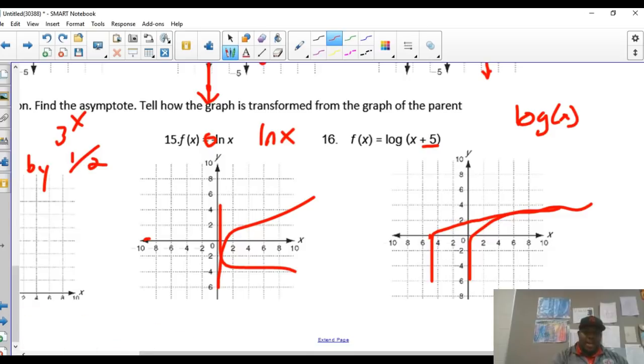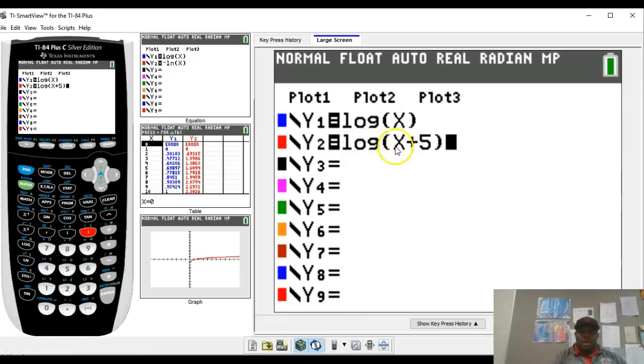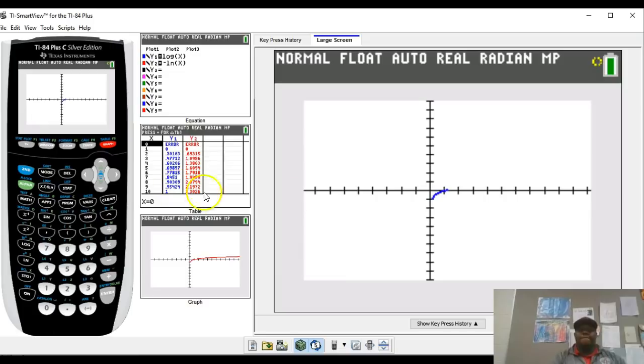So let's go to our calculator. Oh, there we go. And let's put it in. Here you see the parent function log of x. And then we have log of x plus 5. Again, that's left 5. So let's graph it and see what we get. There's the parent function. And then, boom, left 5. 1, 2, 3, 4, 5 right there. You see it? Just like I told you. That's the correct answer, man.